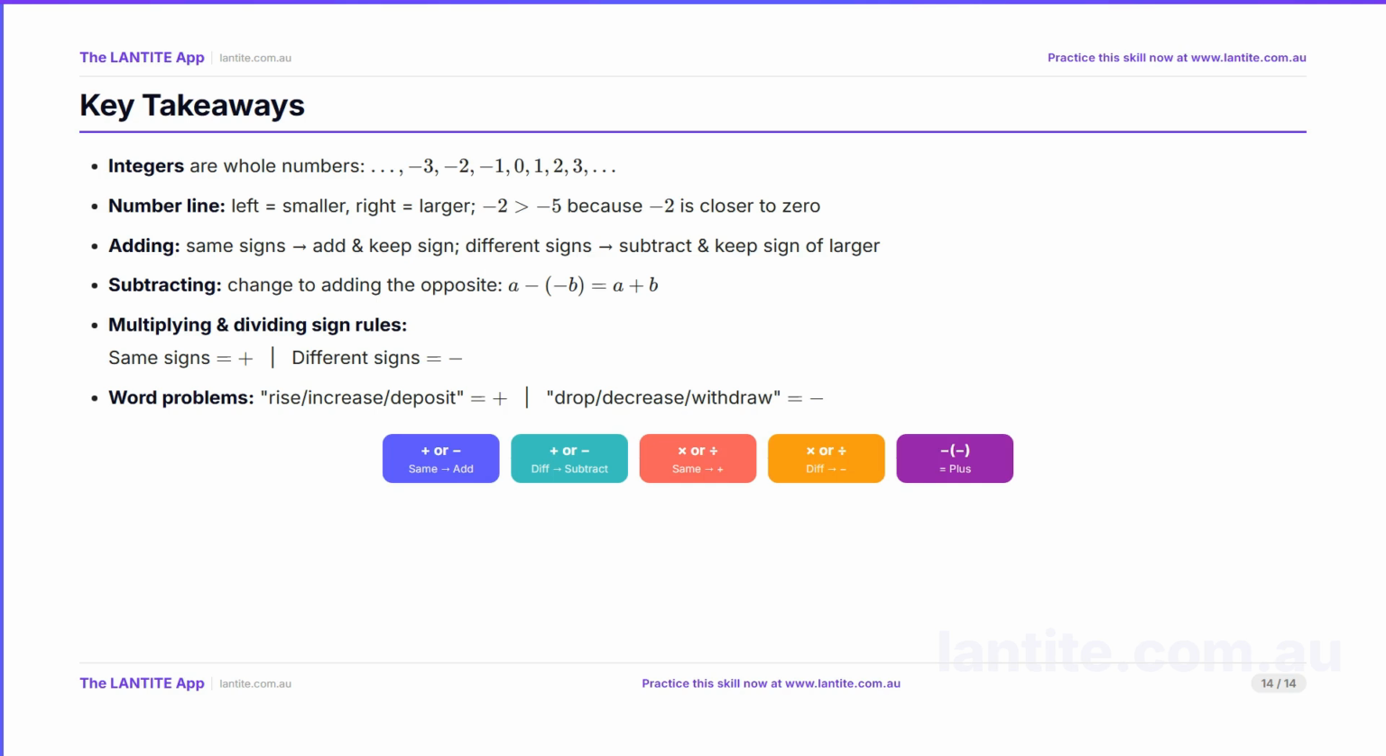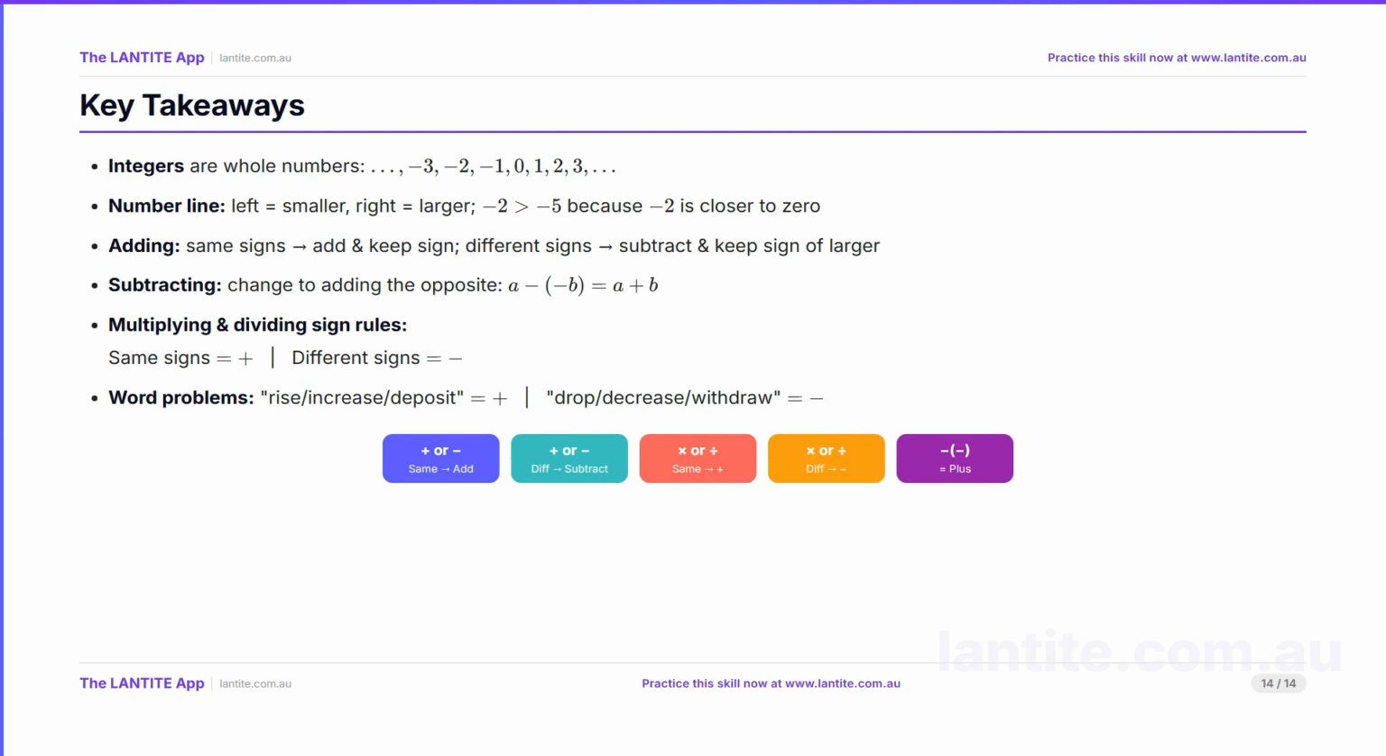Let's recap what we have covered. Integers are whole numbers, including negatives, 0, and positives. On the number line, numbers to the right are larger, and for negative numbers, the one closer to 0 is larger. For addition, same signs means add and keep the sign. Different signs mean subtract and keep the sign of the number with the larger value.